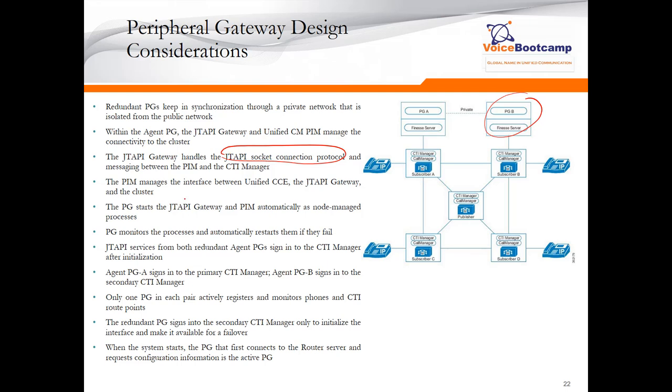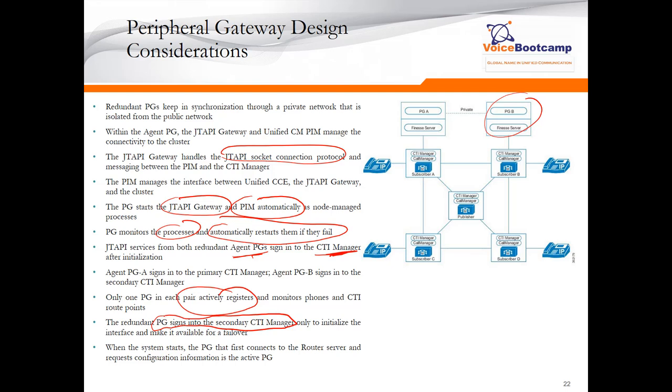PG will start the JTAPI gateway and PIM automatically in a node managed process. PG also monitors the process and automatically restarts it if it fails. The JTAPI service on both redundant agent PGs will sign into the CTI manager and call manager after initialization. Now, of course, agent PGA will sign in to CTI manager. Agent PGB will sign in to secondary CTI manager. However, only one PG in the pair will be active at any given time, monitoring the phone and CTI route point. The redundant PG server will sign in to the secondary CTI manager, but only for initialization purposes. It will not actually take any role at that moment.